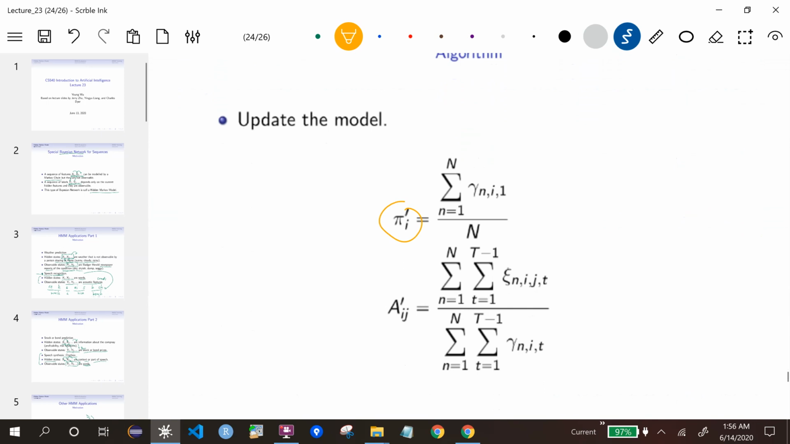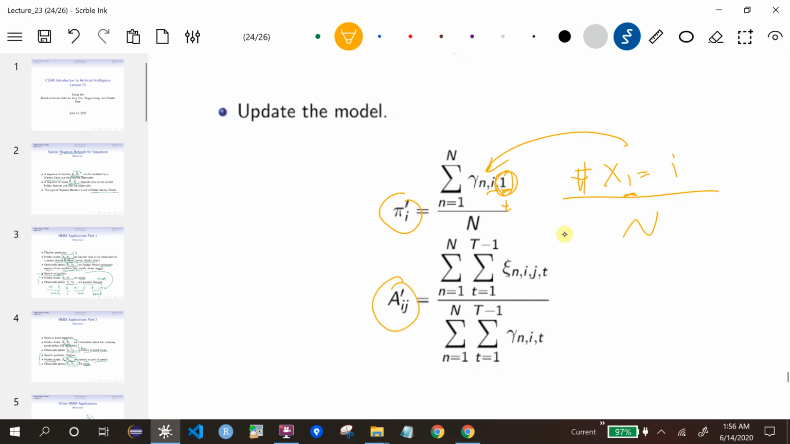So pi is basically the number of times x1 is i divided by the total number of training data. So it's exactly our gamma_i(1). Remember, this 1 is the t, so this is the initial time. So this is just maximum likelihood, as we have done many times already.